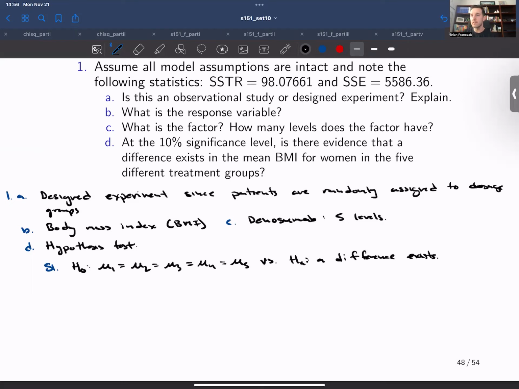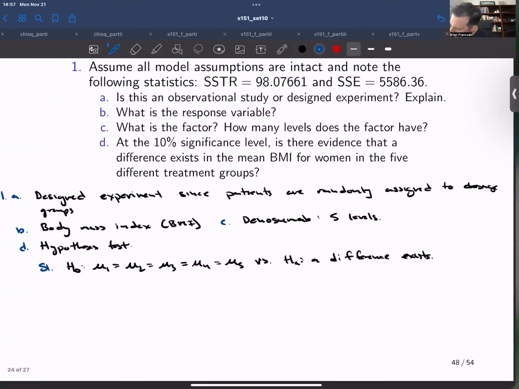The null hypothesis is always equivalence of the means. So the null hypothesis will always just be mu1 equals mu2 equals mu3 up to however many means you're testing. The alternative hypothesis is always just that a difference exists. It's a general alternative. And when we say a difference exists, it could mean that mu1 is different from mu4, or it could mean that mu2 is different from mu5. The alternative does not mean that all of the means are different. It just means that some pair of means in the system are different.